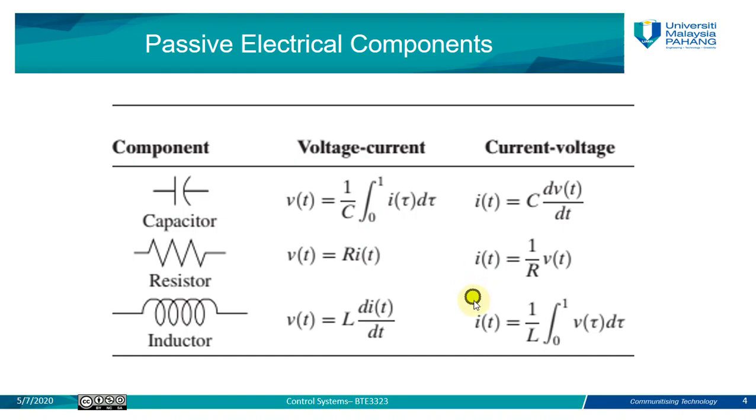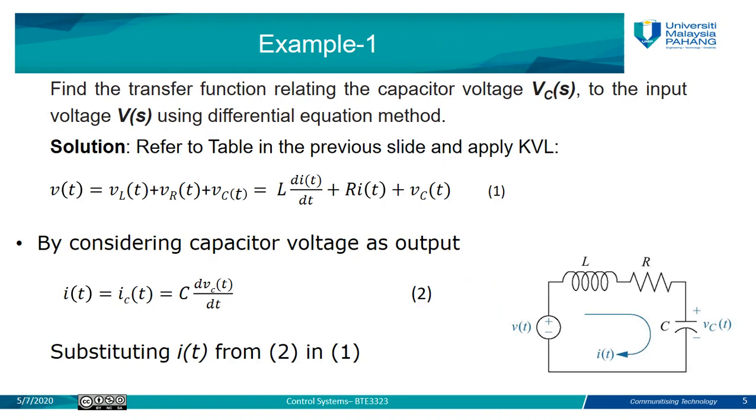Then from this differential equation, we can find the transfer function. We have this example, which is a simple example, consisting of three passive elements connected in series with a voltage source. So we have an inductor, resistor, and capacitor with values L, R, and C, and we have one voltage source here. And it says we need to define the transfer function that relates the capacitor voltage VC to the input voltage VS using the differential equation method.